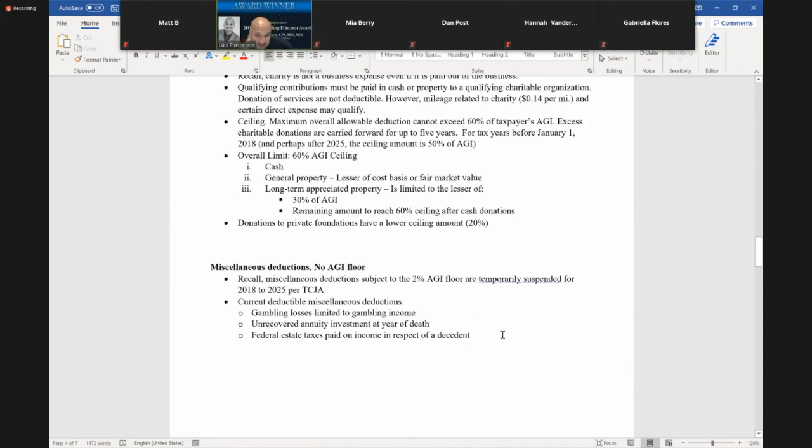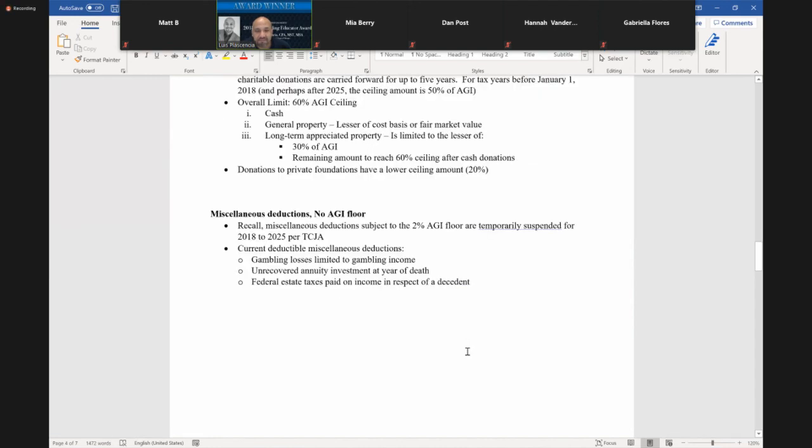Federal and state taxes paid on income in respect of a decedent, that's either a deduction here or a deduction on the state tax return that I briefly mentioned. Those are your itemized deductions. That's it.